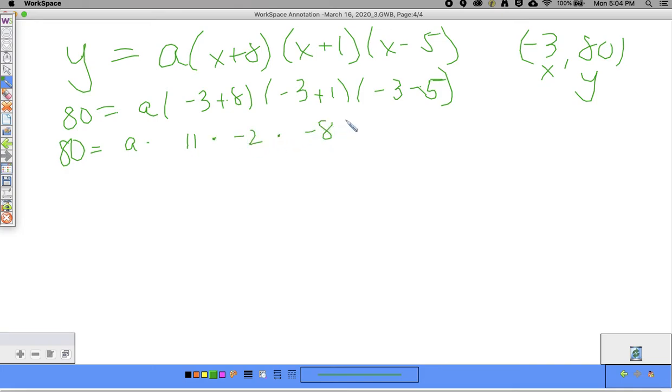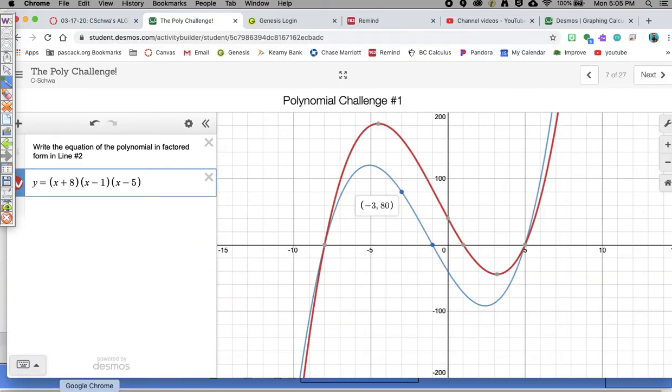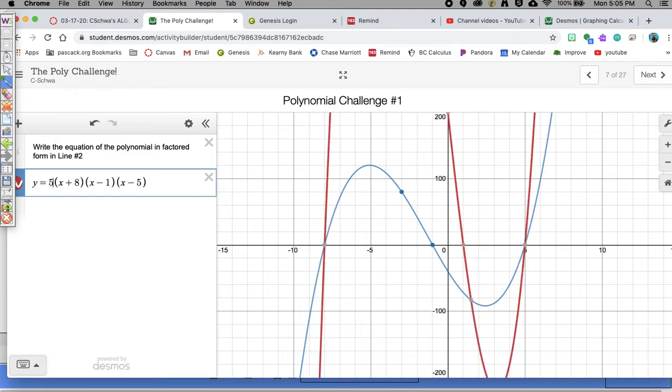So we have 11 times -4 times -8, and that's going to be 352. So 80 is equal to 352a. Then divide both sides. So 80 over 352 is equal to 5 over 22, and that is equal to a. So if we go back into Desmos, we're going to put 5 divided by 22.